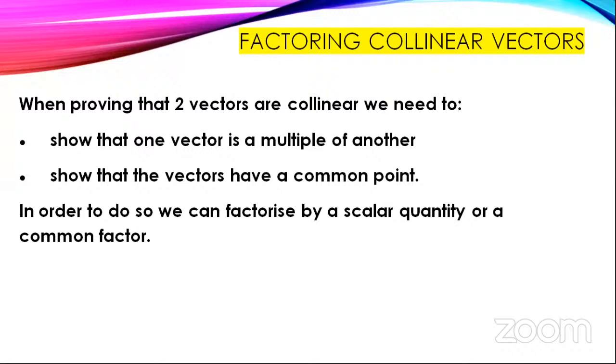So I'll read it. When proving that two vectors are collinear, we need to, one, show that one vector is a multiple of another, which we would have seen and heard from you earlier. Two, show that the vectors have a common point, and Vanessa shared it in the chat. She even wrote it in full caps that they must have a common point. So in order to do so, we can factorize by a scalar quantity or a common factor.